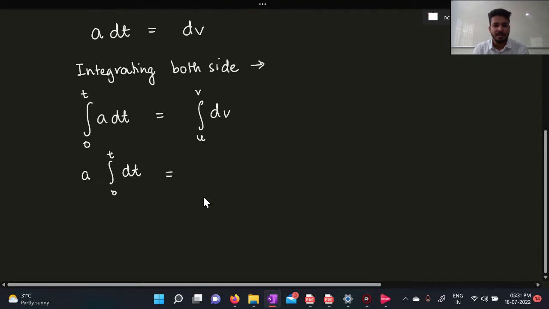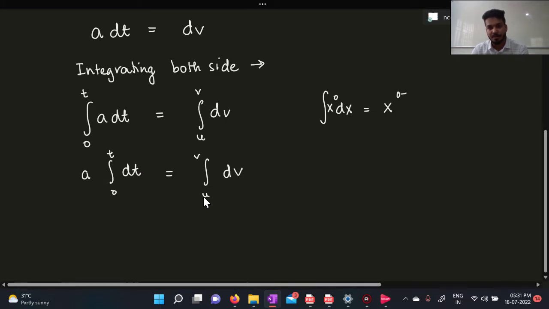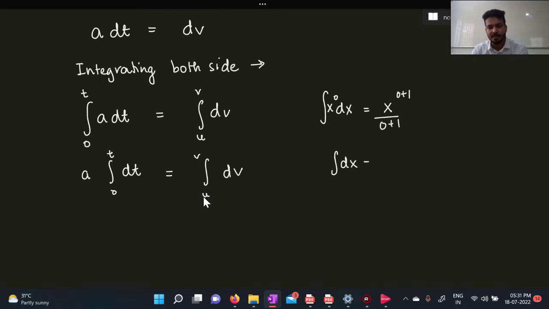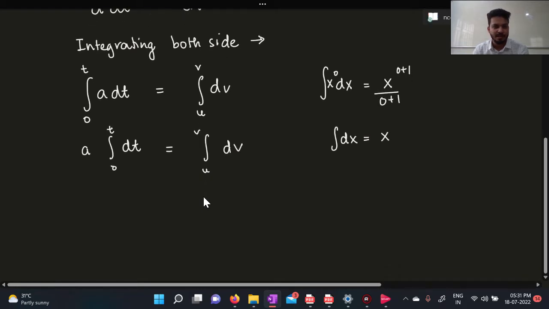On the right hand side, let's just write the integration of dv here. Now, what is the integration of just dx? The answer is x. Why? Because if there is nothing, you can imagine there is x raised to power 0 here, and from there I can write 0 plus 1 divided by 0 plus 1, making the integration of dx equal to x. So on the left hand side you will simply get the integration of dt as t.